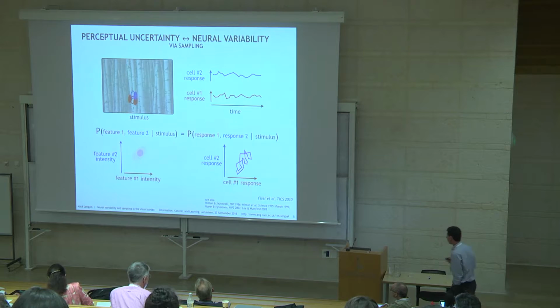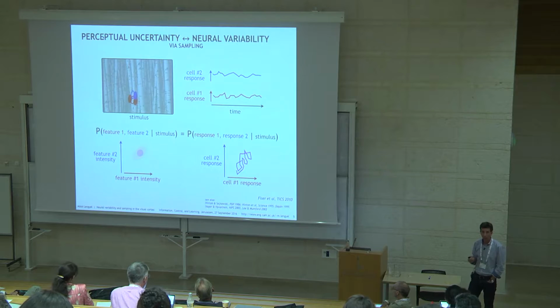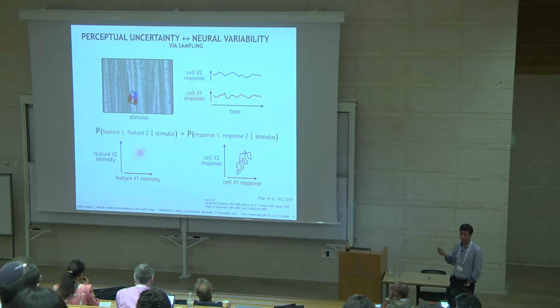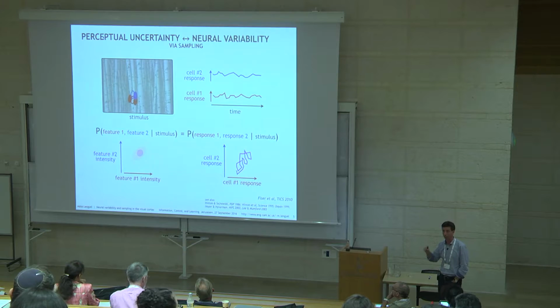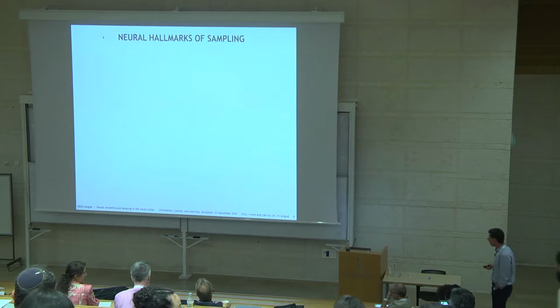So what I will do now is show you two ways of testing it. One is something that we thought was as assumption-free as possible, that is, free of additional assumptions over what the theory already defines. And in the other one, we really commit ourselves to more specifics and then make more specific predictions as well. OK, so how do we test neural hallmarks of sampling?